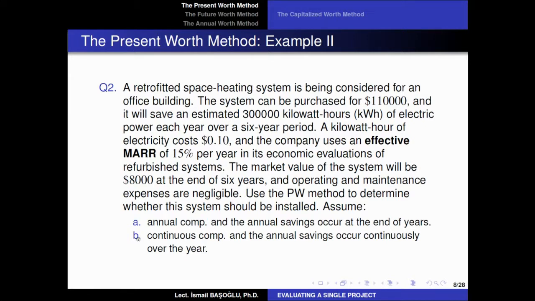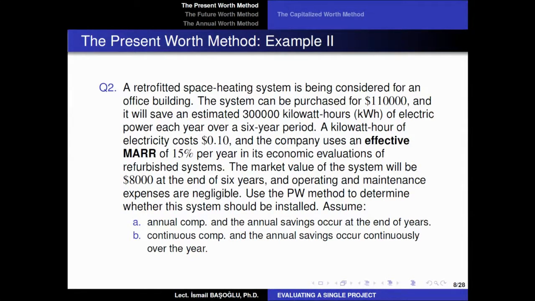Now, in part B, it says we are going to assume continuous compounding, just like in the previous question. We are going to assume continuous compounding, and the annual savings occur continuously over the year. It says this 300,000 kilowatt hours is going to be saved, not at the end of the year, but these savings are going to occur uniformly over 1 year. At every second, at every minute, we are going to save some energy.